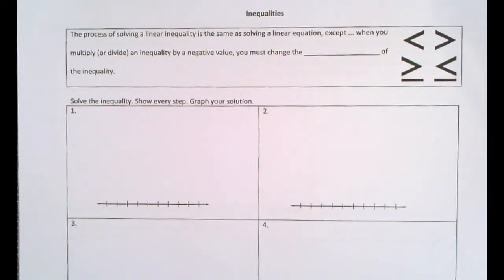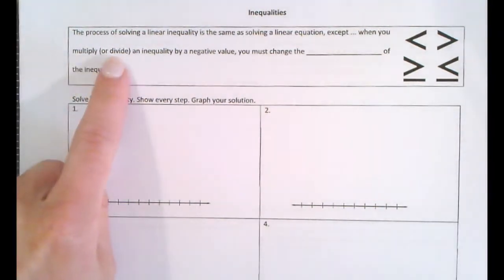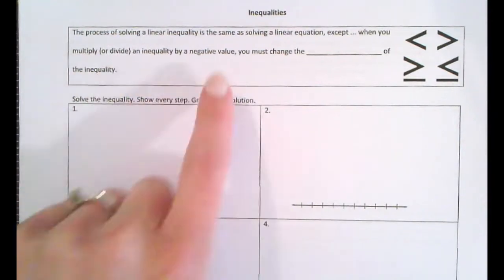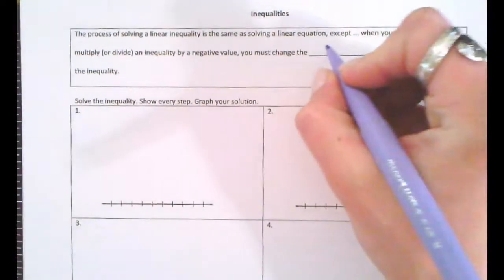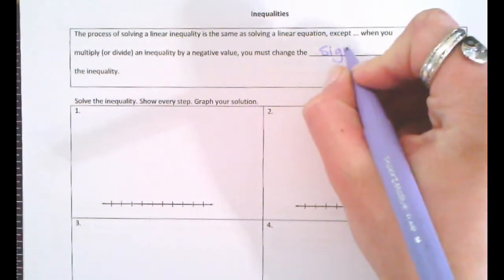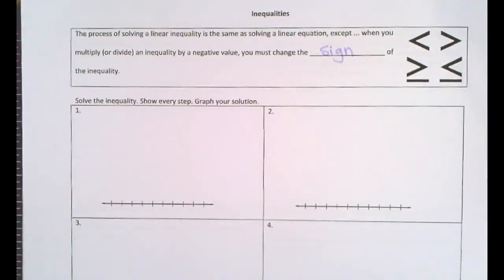Our second lesson is on inequalities. The process of solving a linear inequality is the same as solving a linear equation, except when you multiply or divide an inequality by a negative value, you must change the sign of the inequality.